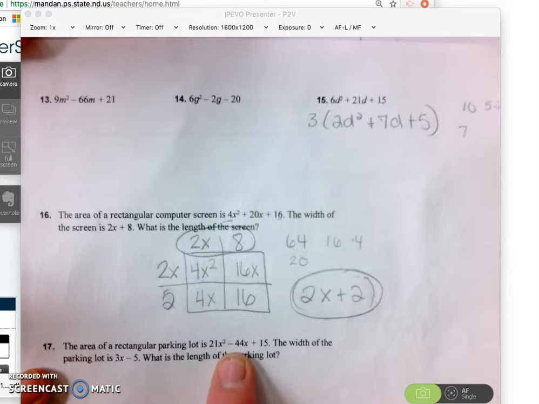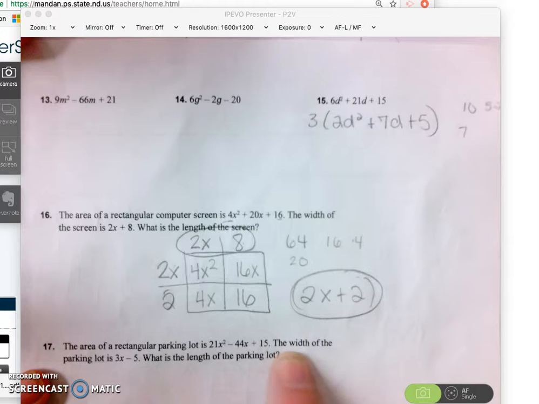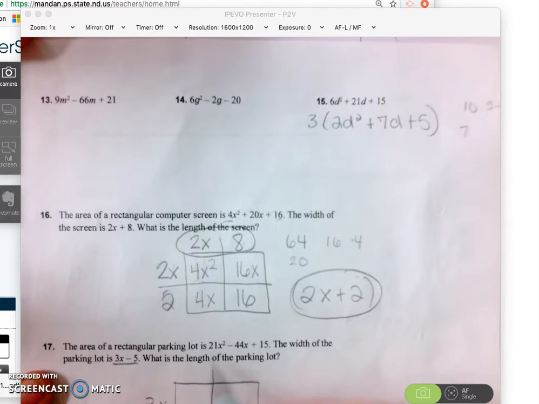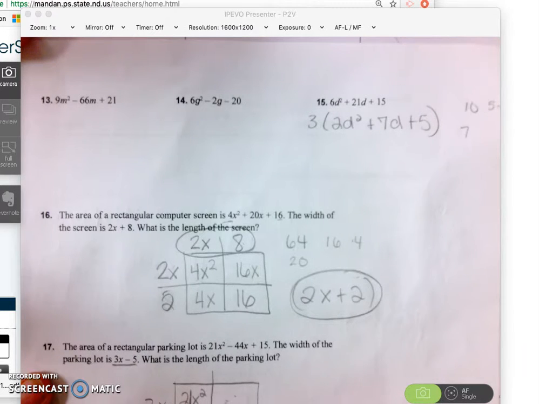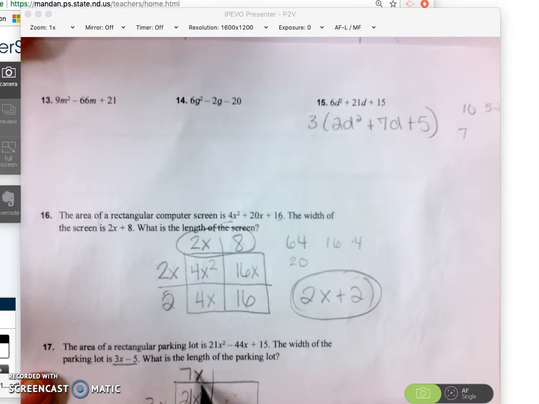Okay. The area of a rectangle parking lot is 21x squared minus 44x plus 15. The width of the parking lot is 3x minus 5. So again, 3x and negative 5. My 21x squared, 21. My 15 goes here. I need two things here. Now I should be able to see what times 3 will get me 21, so 7x should go here.